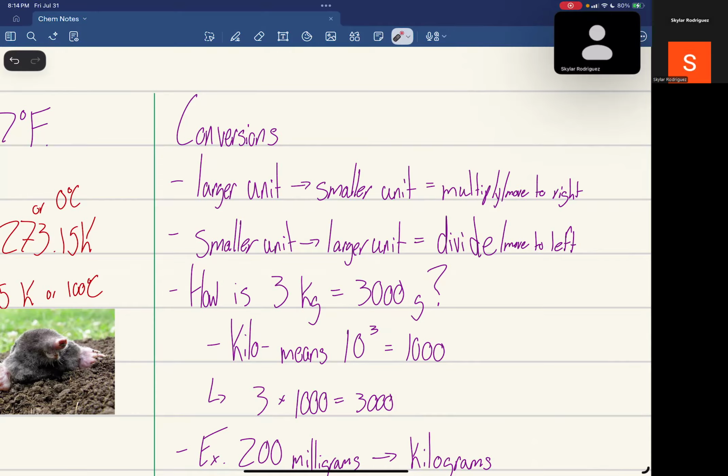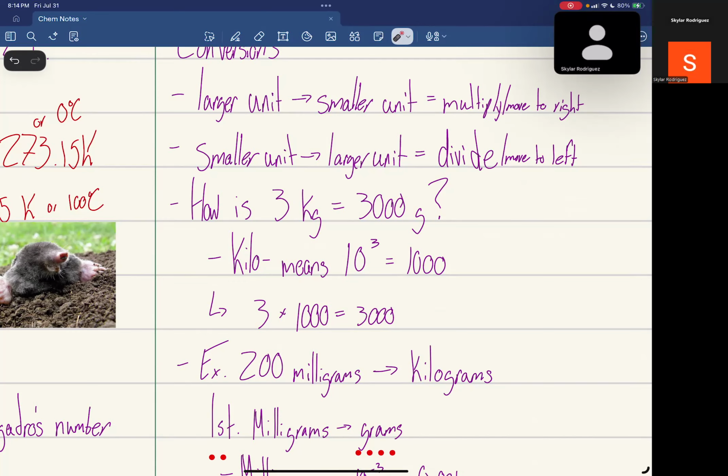Let's go back to my original example. How did I figure out that 3 kilograms is 3,000 grams? Your first thought should be to recognize the word kilogram. The prefix kilo means 10 to the third power, which is also equal to 1,000. So now I will multiply 3 times 1,000, which gives us 3,000 grams.